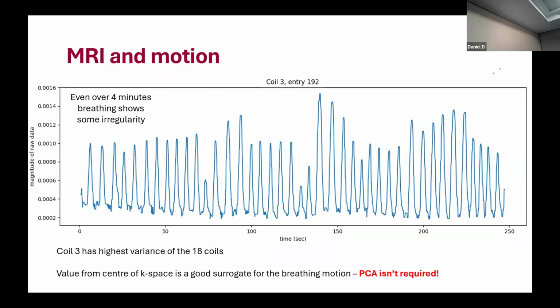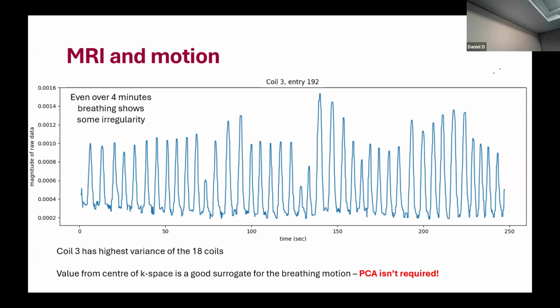So with MRI, getting a surrogate for the motion is easier. This scan of the cardiovascular study is done with 18 coils. If you look at all the coils and find the one which has the highest variance, it turned out to be coil 3, and then you can take the point from the center of K-space and it gives you a nice breathing trace.